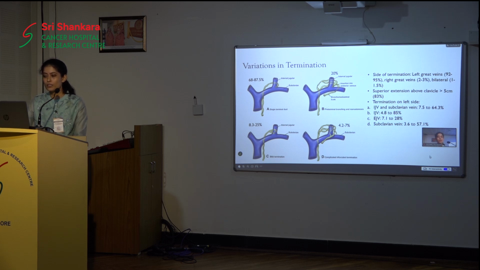Another important thing to note is that it is not restricted to the supraclavicular triangle. Sometimes the loop of your thoracic duct can go as high as 5 cm above the clavicle.